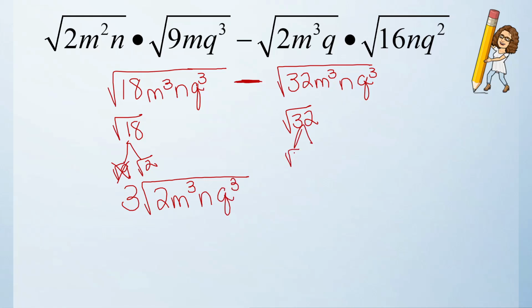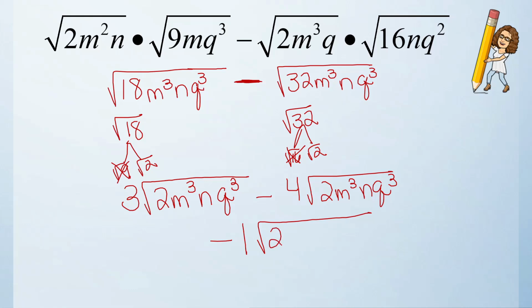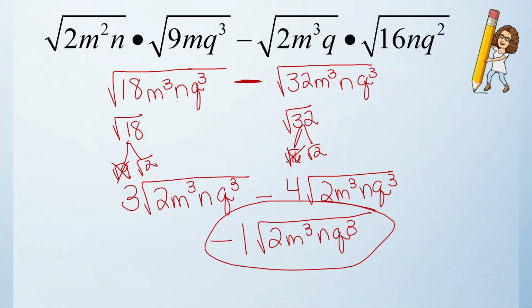Square root of 32 is square root of 16 times square root of 2. Square root of 16 is just 4. Now I'm just going to rewrite. There. Now notice, I have the exact same information on both of them. So now I can just subtract. 3 minus 4 is negative 1. 2m cubed nq cubed. Just like that.